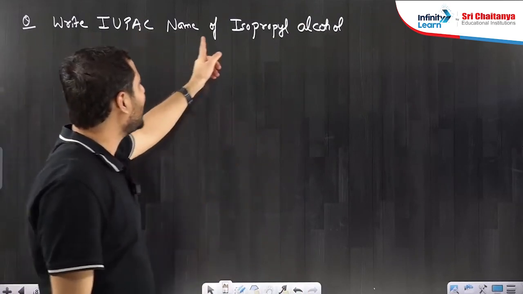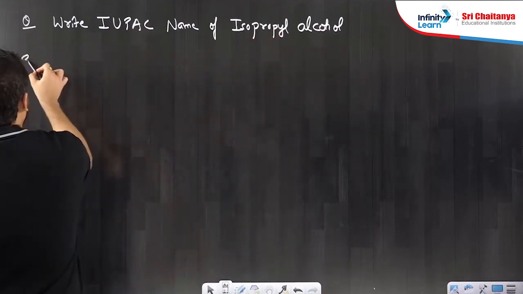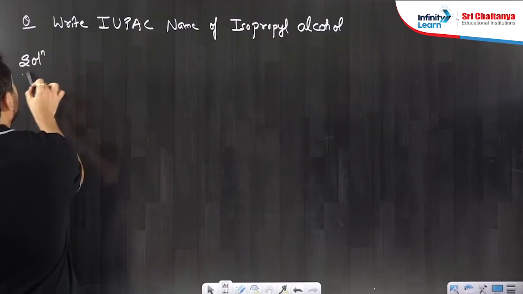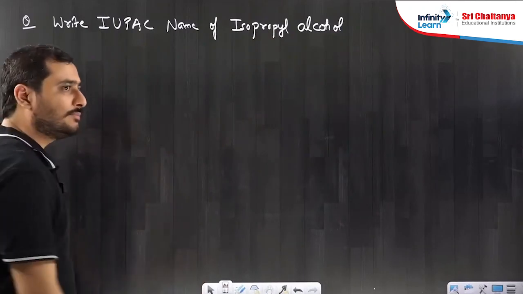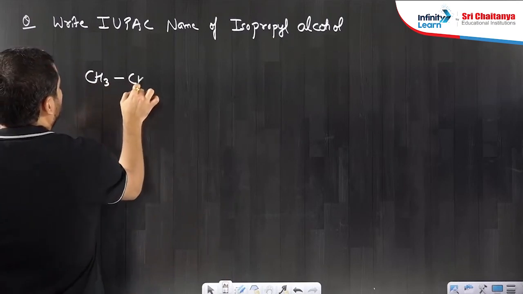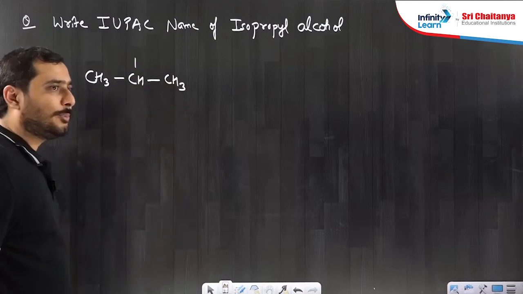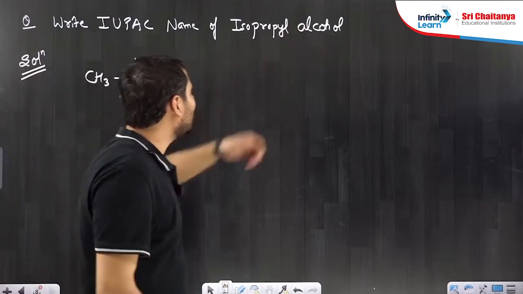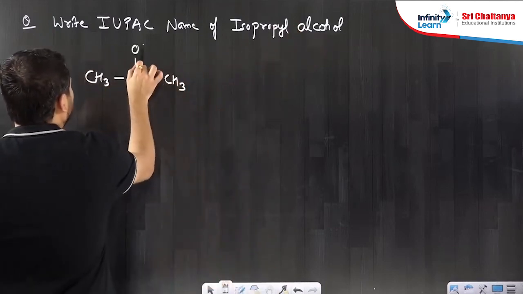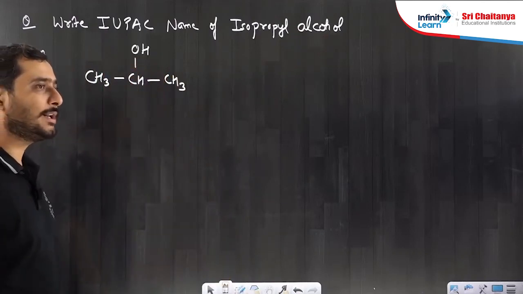What they are saying is: write the IUPAC name of which alcohol? Isopropyl alcohol. So first we have to draw the structure of isopropyl. What is the structure of isopropyl? CH3, CH, one valency vacant, CH3. This is isopropyl. Now isopropyl alcohol means which group we have to attach here? OH group. So this is isopropyl alcohol.